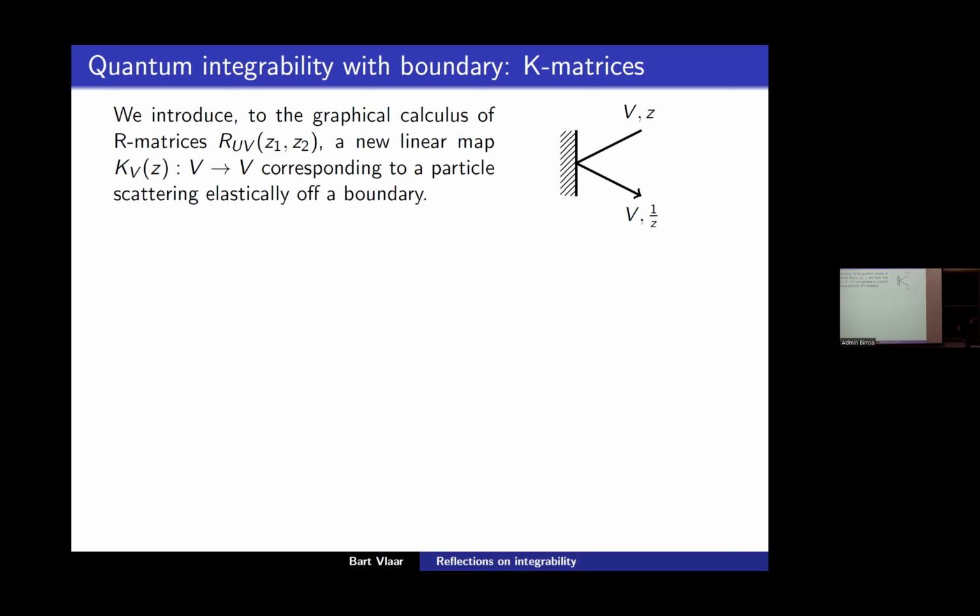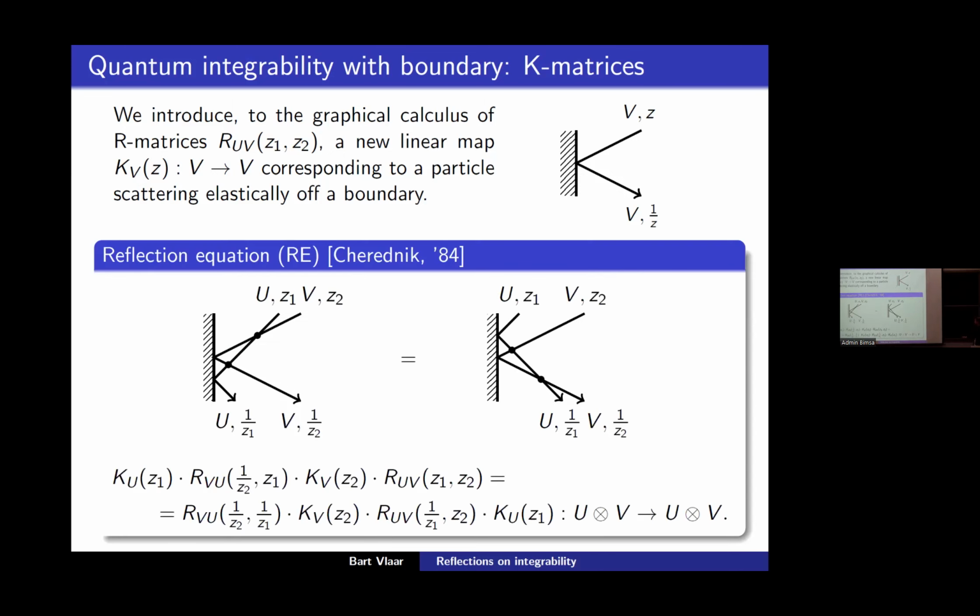And so you can introduce to this calculus of R matrices, this graphical calculus, a new linear map corresponding to interaction with the boundary. Okay, and so here this indicates the boundary, and here's the particle coming in and going out. And so I assume it's scattering elastically off a boundary. So this counts as a 2-particle process. So now I want 3-particle processes to be factorizable in terms of 2-particle processes, and then you get this picture.